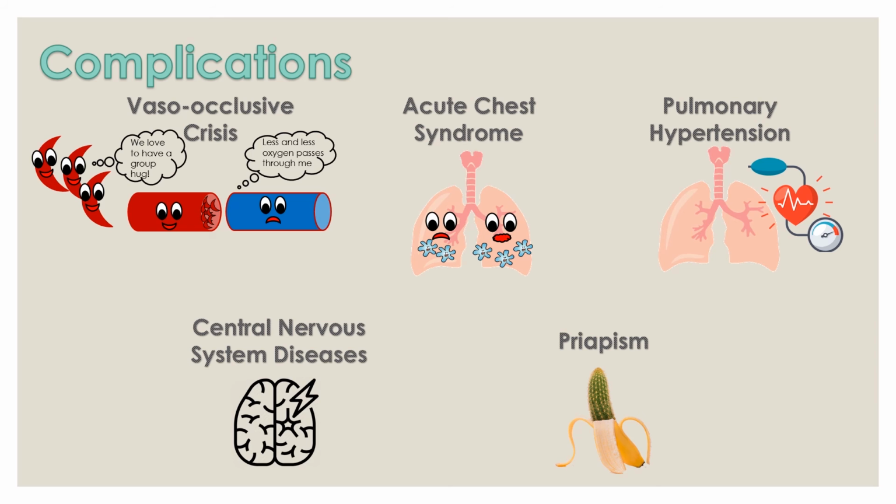Priapism is another type of vaso-occlusive event that's common in males with sickle cell disease. It's a painful erection of the penis, and it's not related to sexual stimulus or arousal, and it lasts for a long time. Priapism is caused by the sickling of red blood cells in the penis. It blocks the blood vessels and stops blood flow out of the penis.